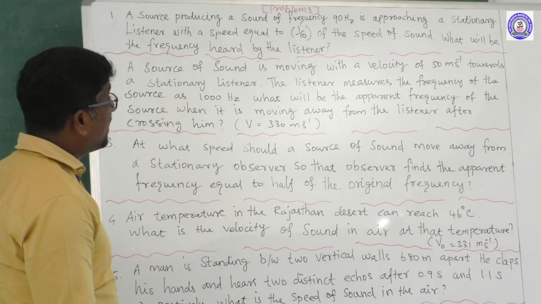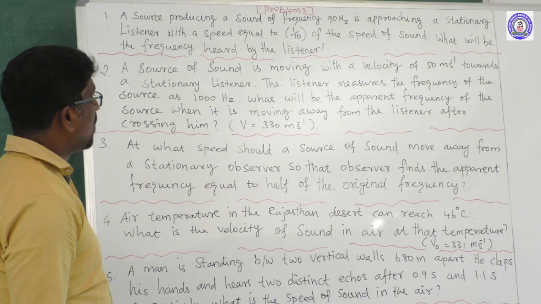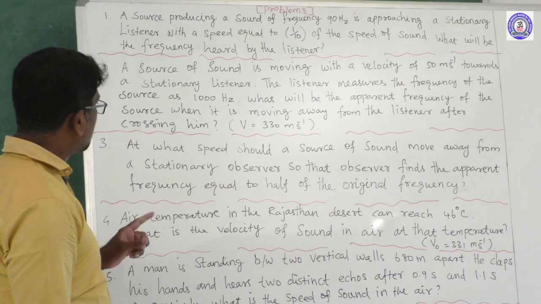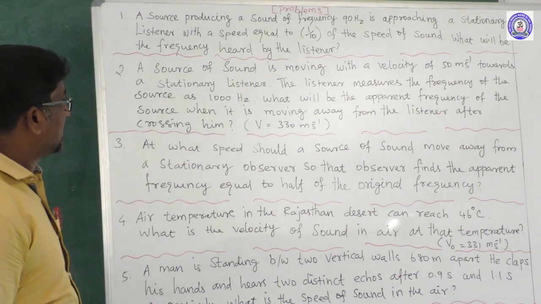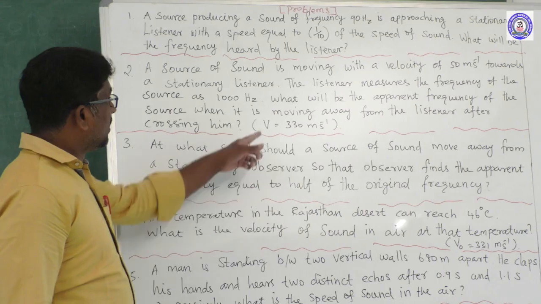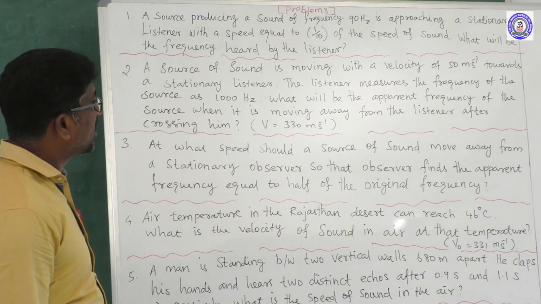Next problem. A source is moving with a velocity of 50 meters per second towards a stationary listener. The listener measures the frequency of the source as 1000 Hz. What will be the apparent frequency of the source when it is moving away from the listener after crossing him? The velocity of the sound is given, that is 330 meters per second.